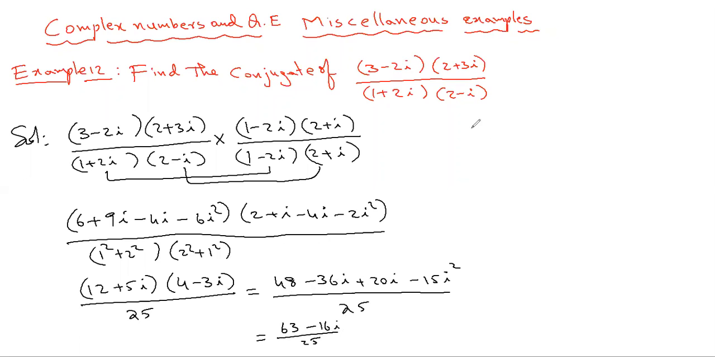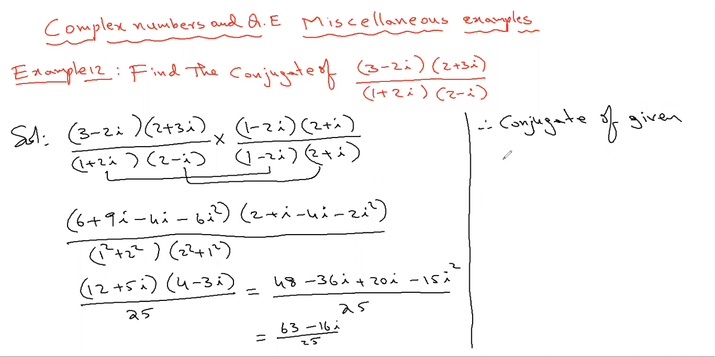But the question asked is the conjugate of it. See what happens after doing a long calculation, you feel like you're done with the problem. You need to be careful. So you just simplified the given complex number. Therefore, the conjugate of the given complex number is equal to 63 by 25 plus 16 by 25 i.